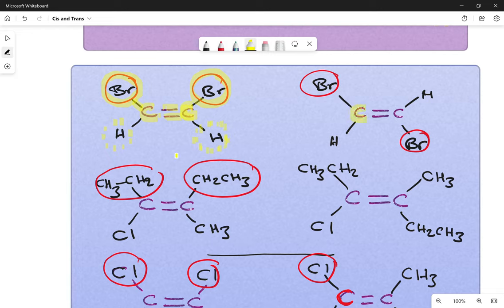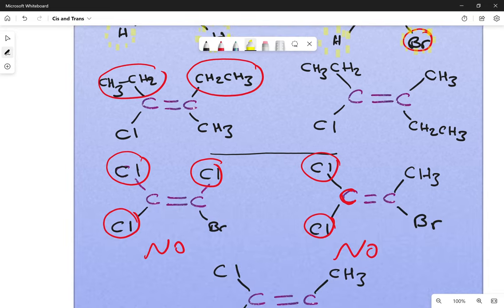Trans, C double bond C. We have Br on one side, and on the opposite side we have another Br. Or similarly, I can say hydrogen and hydrogen are opposite as well. So this is trans. Another example, C double bond C. Then on one carbon, it contains an ethyl group, CH2, CH3, and on the other carbon, it contains exactly the same CH2, CH3. So this is called cis.